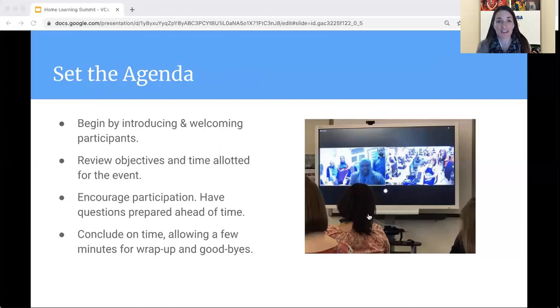In terms of setting the agenda, no matter the focus of your exchange and activities, you can have a general set flow. Make sure you're logging in early and giving plenty of time for folks to get into the room and get started. Always have an icebreaker and welcome activity, and review the objectives and activities and how much time you're going to be spending at the start of the video conference. This helps everybody know what to expect for the exchange and have a sense of the time.